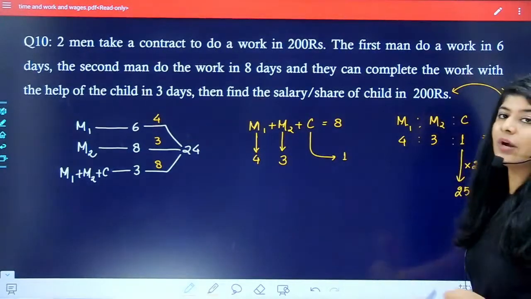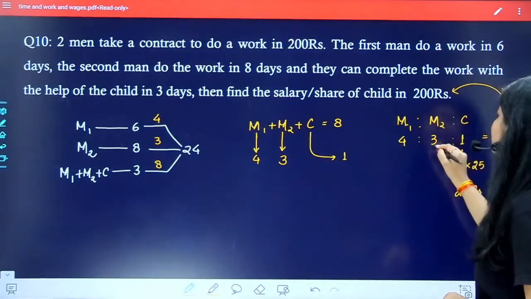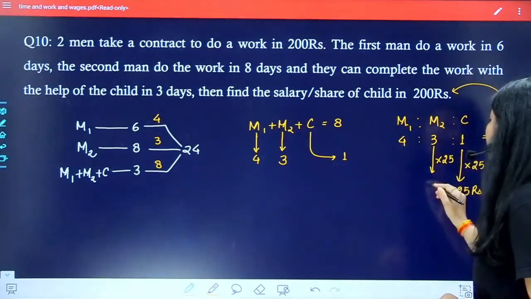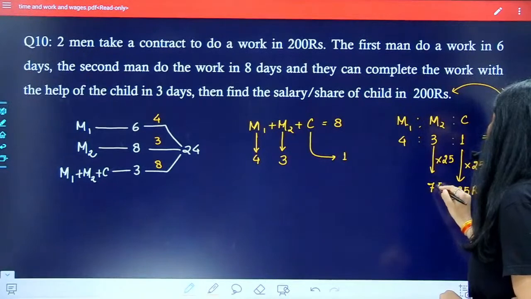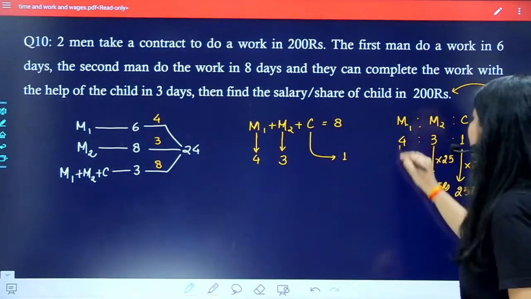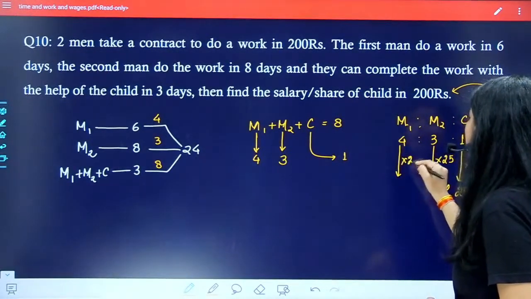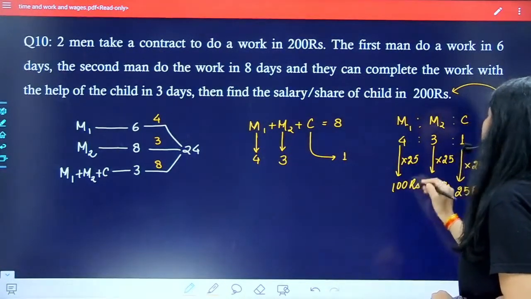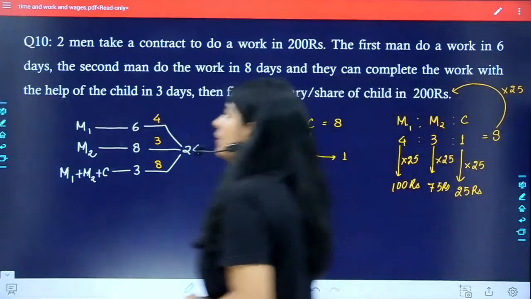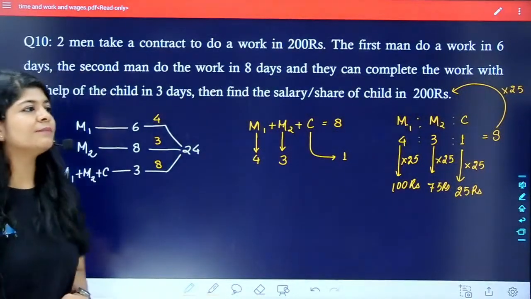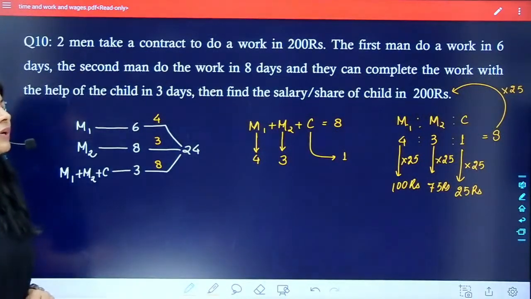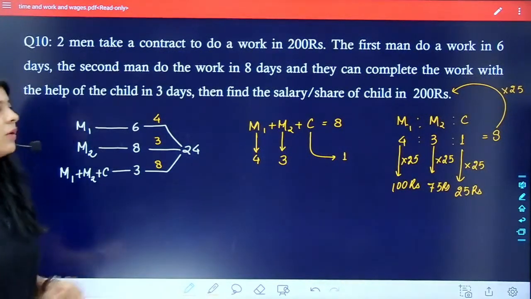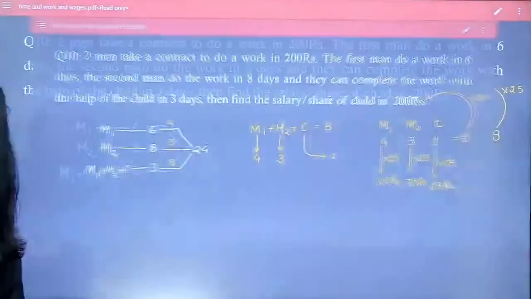If we have to find out the share of second man, then again we have to multiply it by 25, and that is 75 rupees. And for man 1, the share is 100 rupees. Clear? Yes, 25 is the correct answer. Clear? Okay. Now let's move to the next question.